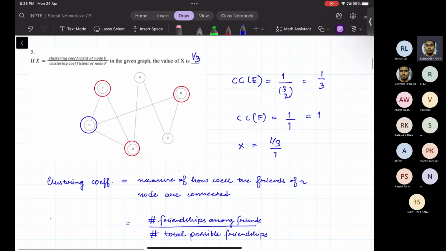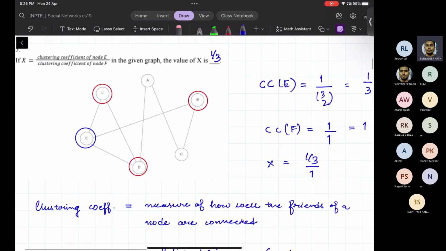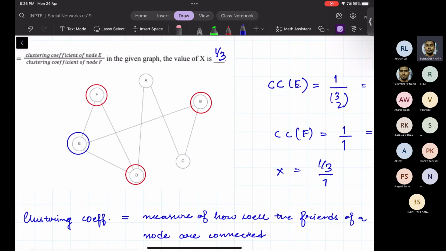So clustering coefficient is a very important metric in a social network because it has been seen that people having low clustering coefficients, even if they have a very large group of friends, are more prone to suicidal tendency. So people who commit suicide are seen to have very low clustering coefficients in their friendship networks.